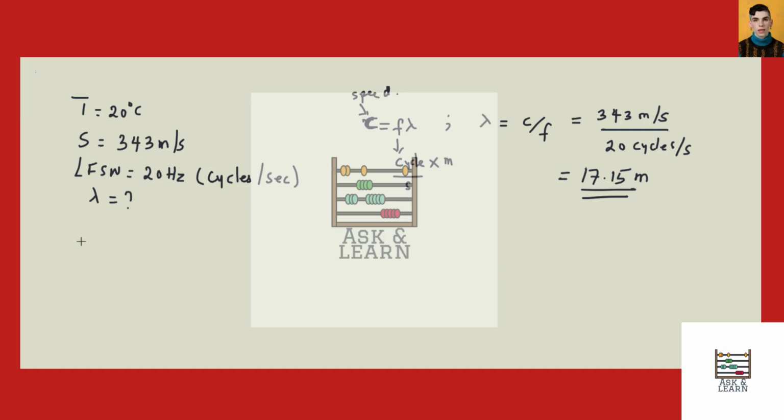This is the answer to the first part, so this is A. We were looking for the wavelength. Then the second part is about what would be the frequency of the electromagnetic radiation with the same wavelength. So here we are looking for the frequency with the same wavelength. The wavelength here is 17.15 meters, right? We're told that this is an electromagnetic radiation.